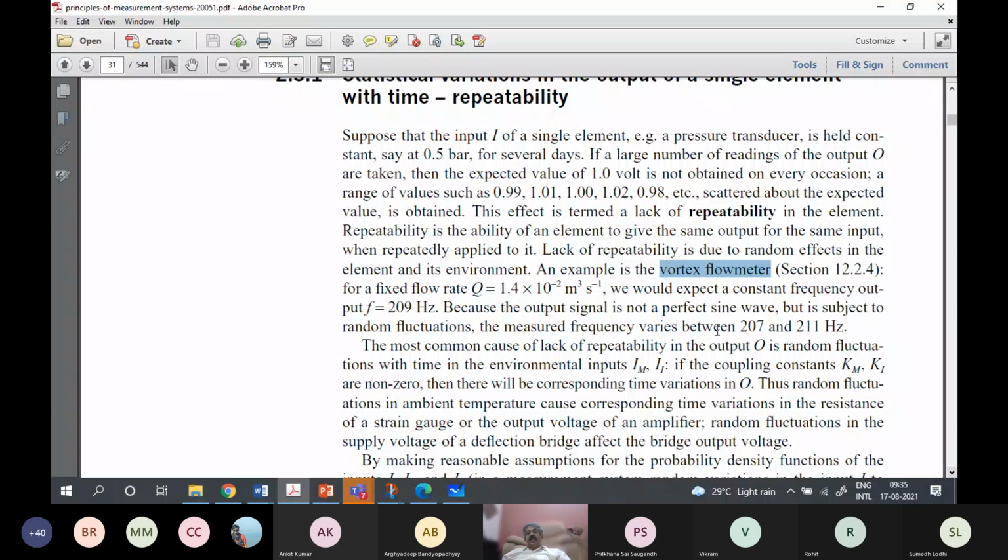When a stream is flowing, especially when there's turbulent flow, the streamlines are all random quantities. It's somewhat like electron motion. They have a statistical property, but individual streamlines are actually random variables. So the vibrations they induce will also be random, and the frequencies of those vibrations will also be random. So the whole principle of measurement of the vortex flow meter is actually statistical. So you can never get a constant frequency output.